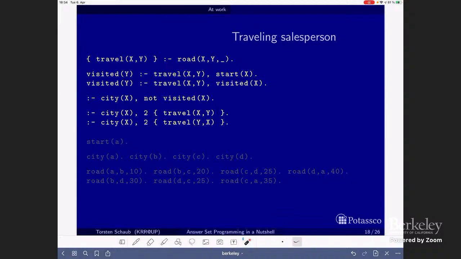This actually gives me now my solution candidate. That's a bit the idea, right? This very first rule, from a methodological point of view, this is your generator, right? There you generate all types of solution candidates, and then you test it in the rest. So the two next predicates visited.